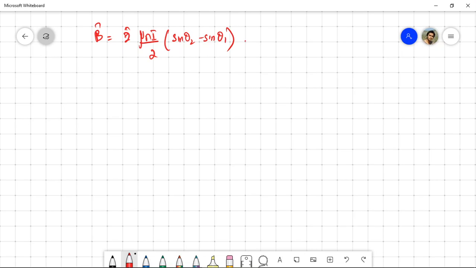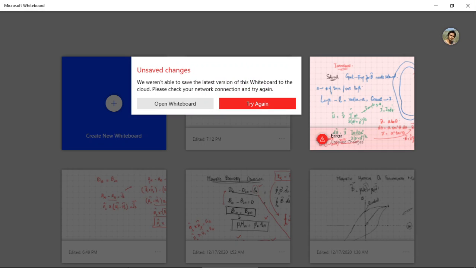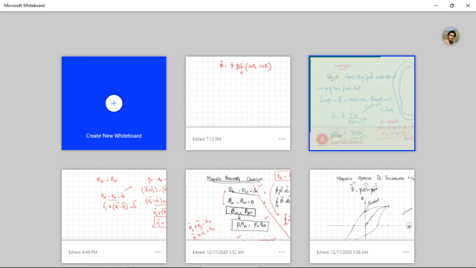The thing that remained while we were in the integral was cos, and then we took the integral and we put in the value of theta 2 and theta 1 inside this equation. Now once again he's saying that if the length of the solenoid is way too large, let's go back. He's saying that, just a second.